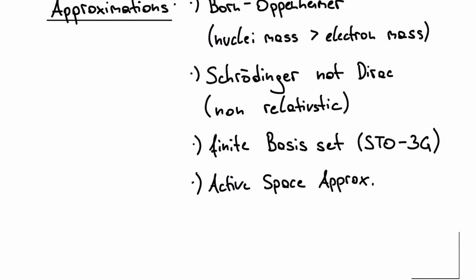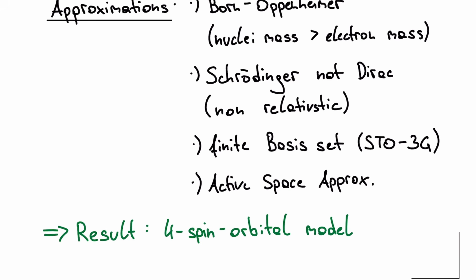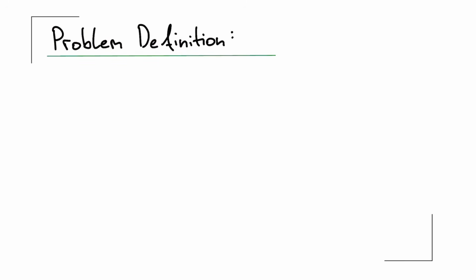After applying these approximations, and there might be a few more minor ones I haven't listed here, we end up with what's called a 4-spin orbital model. In other words, we have two spatial orbitals, and each orbital can hold 2 electrons with opposite spins. We'll take a closer look at this structure in the next section. In this model, we're working with 2 molecular orbitals, or equivalently 4 spin orbitals. Now one orbital can hold at most 2 electrons, but only if those 2 electrons have opposite spins.